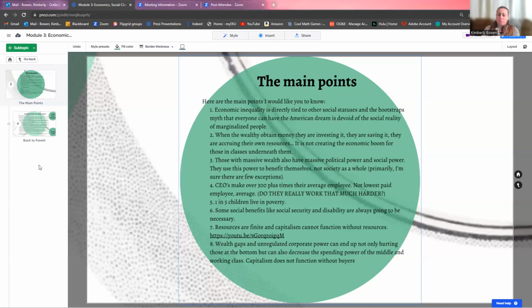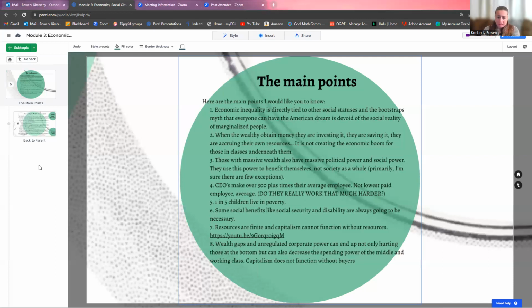6, some social benefits like Social Security and disability are always going to be necessary. There are always going to be people in your society, no matter what the society is, that are going to need help economically because they either physically, mentally, medically, whatever, are incapable of functioning at the productivity that society requires in order to be economically stable.